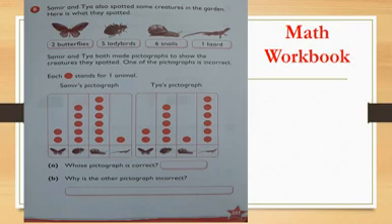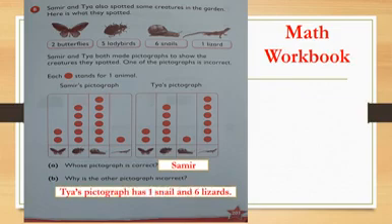Okay, now this time kids, whose pictograph is correct? Samir's pictograph or Tia's pictograph? What's your answer? Correct. Okay, so Samir's pictograph is correct. Why is Tia's pictograph incorrect? So Tia's pictograph has 1 snail and 6 lizards, wherein the actual creatures that they spotted are 6 snails and 1 lizard. Okay, did you understand the pictograph, kids? Very good.